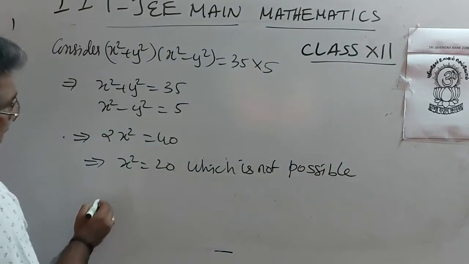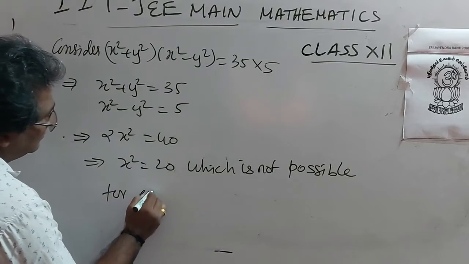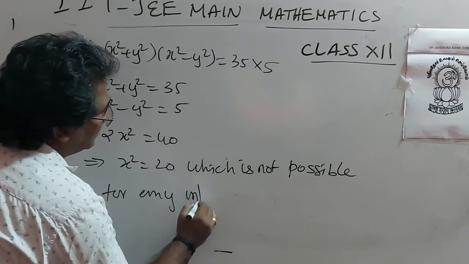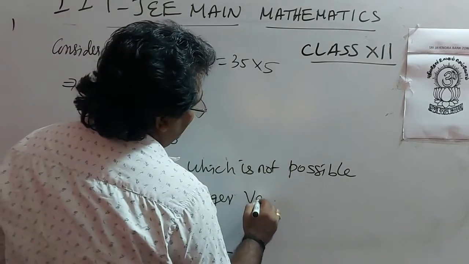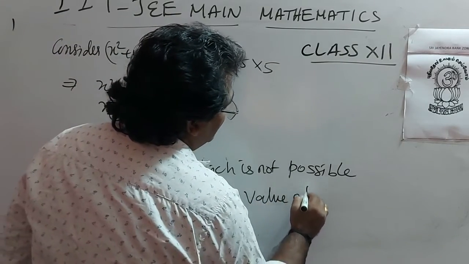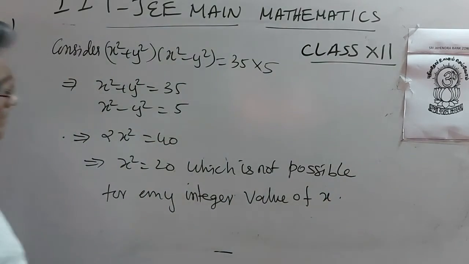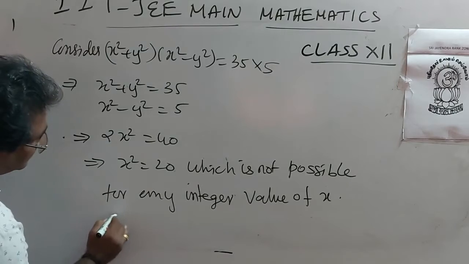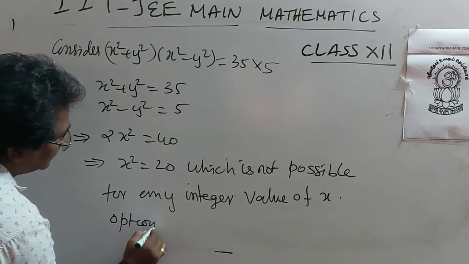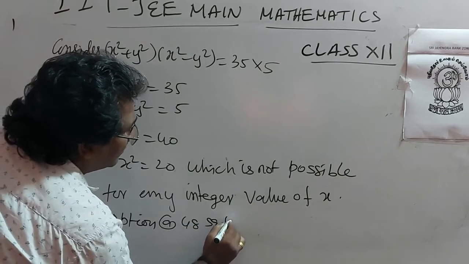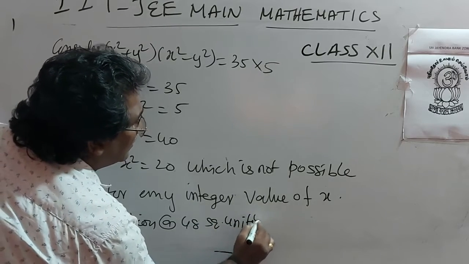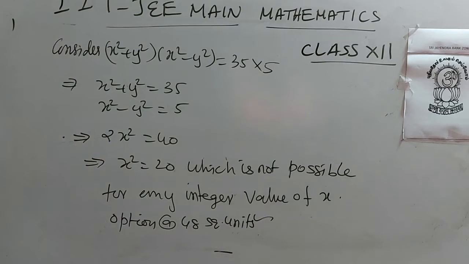Which is not possible for any integer value of x. Therefore, option A, 48 square units, is correct.